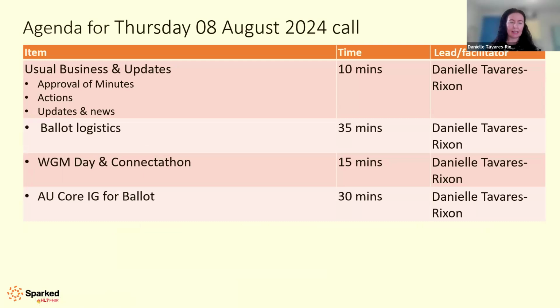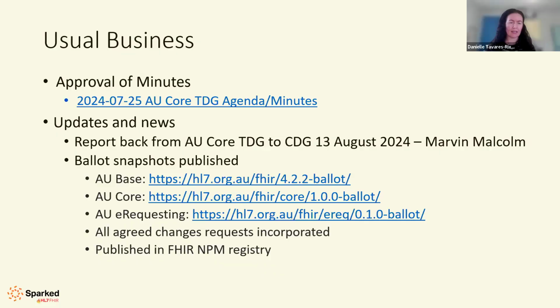And so going through our agenda today, which we talked about last week, which was talking a lot around ballot, some of the logistics and planning for that. Before that, we'll do what we always do, which is our usual business, basically going through any updates and news, approval of minutes, and then talking about the work group day and connectathon. And then, depending on how we go with that, actually do some walkthrough of the AU Core IG, the one that has just come out for ballot, which we published on the 5th of August, which is the Monday of this week, basically. So we'll go through that, and I think that's actually part of our updates.